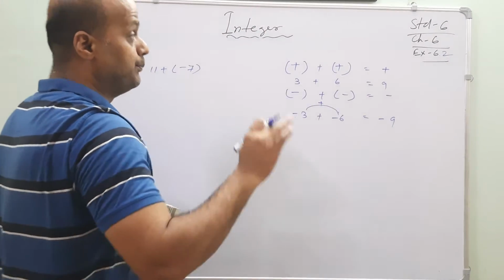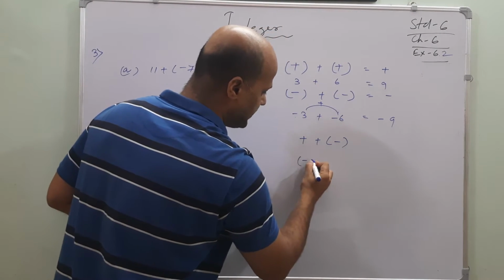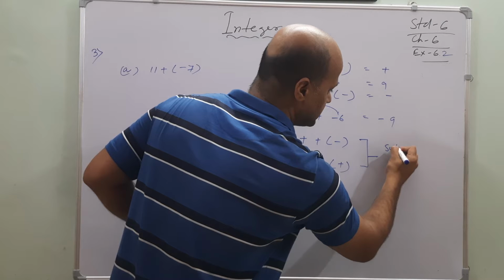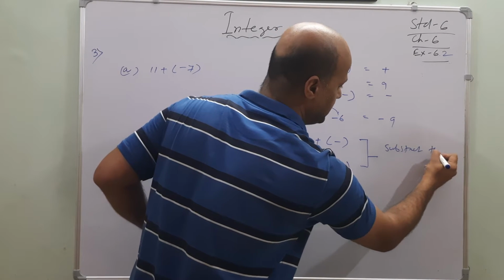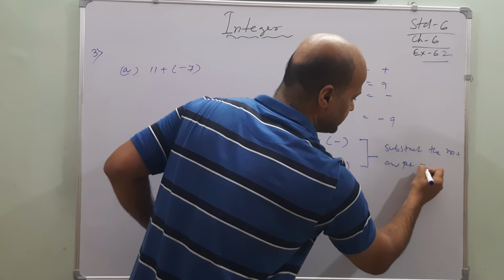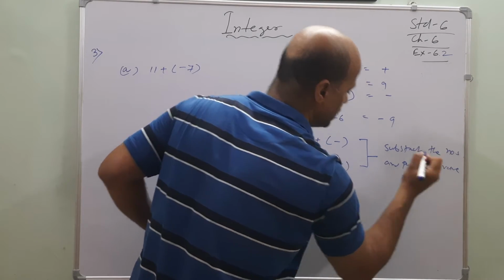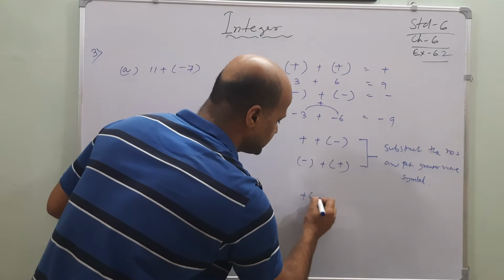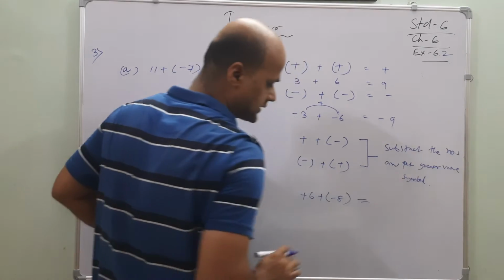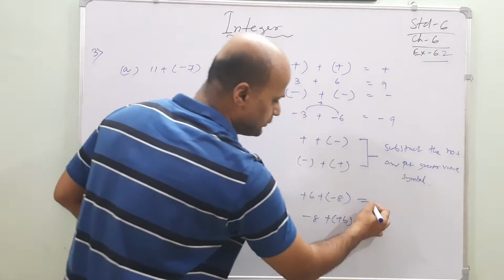Understood? Okay. But if 1 plus and 1 minus is there, or 1 minus 1 plus is there, then what you have to do? The rule is: subtract the numbers and put the greater value symbol. This is the rule. Okay? Plus 6 is there, minus 8 is there. So what is the rule? Subtract the numbers. If the number is also like this, plus 6, then what you have to do? In both the cases the same answer.